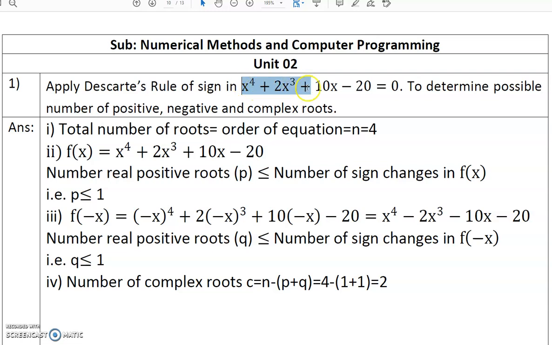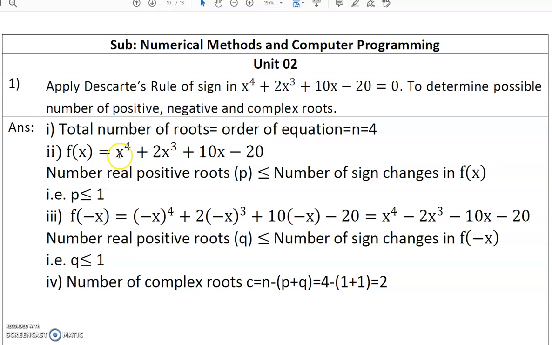So how many positive roots, how many negative roots and how many complex roots are there for this equation? The total number of roots of the equation is always equal to the order of the equation, that is n is equal to 4, the highest order of this equation. The given function is x raised to 4 plus 2x cube plus 10x minus 20.